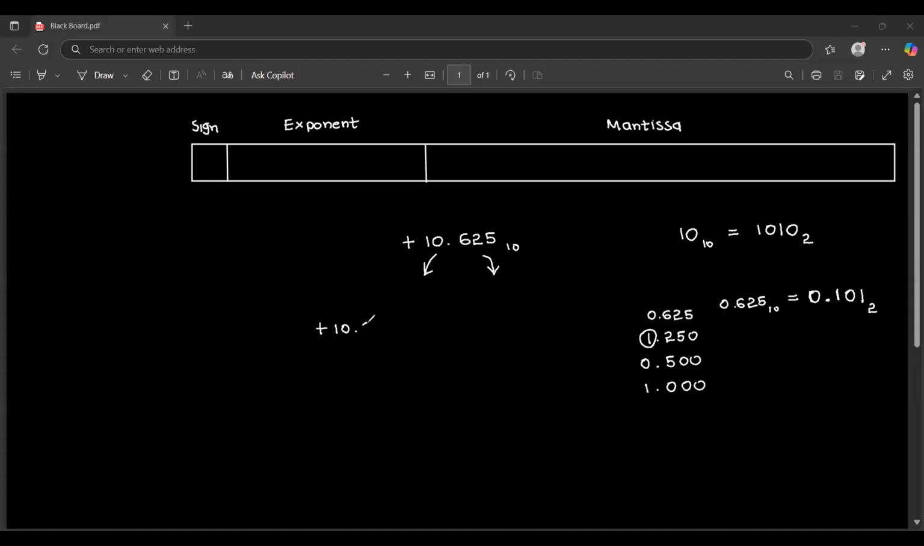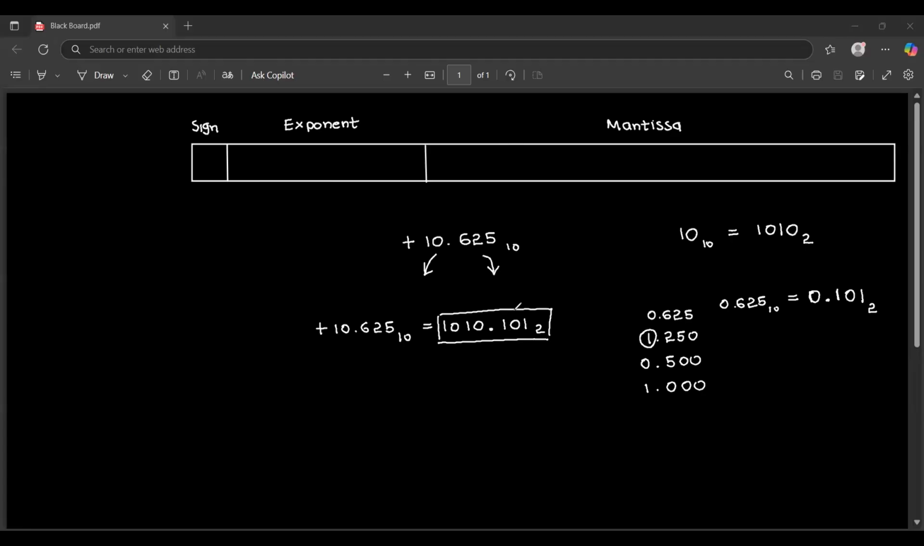Positive 10.625 to the base 10, in terms of the equivalent for this number in binary, can be given as 1010.101 to the base 2. Okay, now we are going to represent this number in the 32 bits standard of IEEE 754 floating point representation. How are we going to do that?